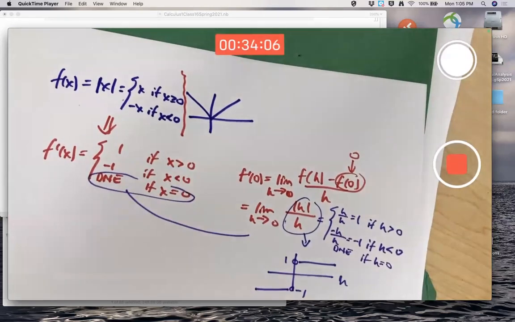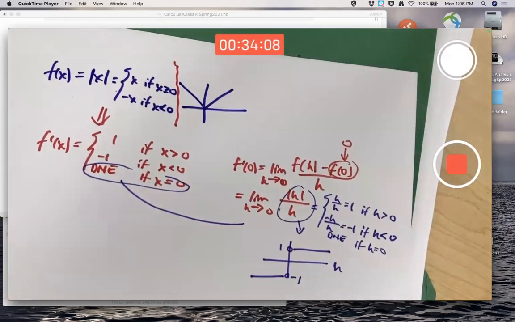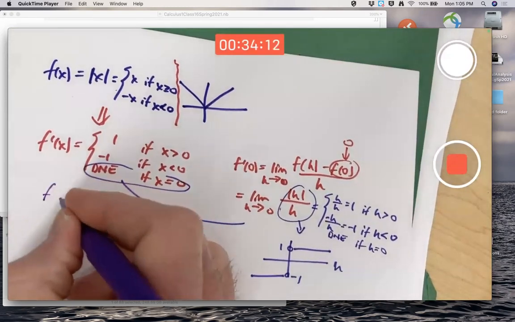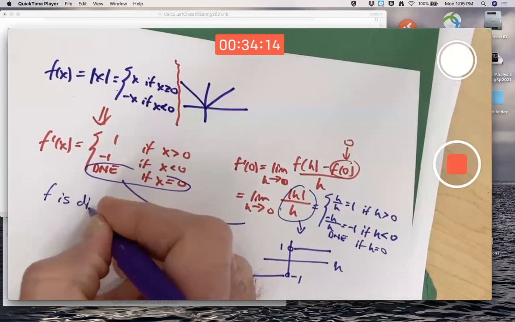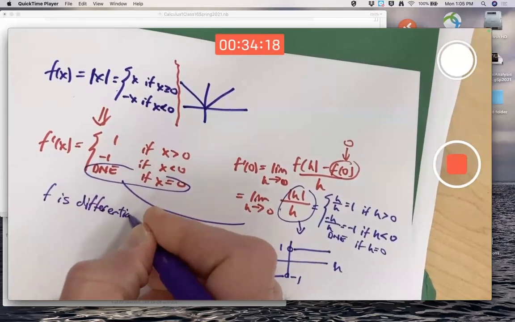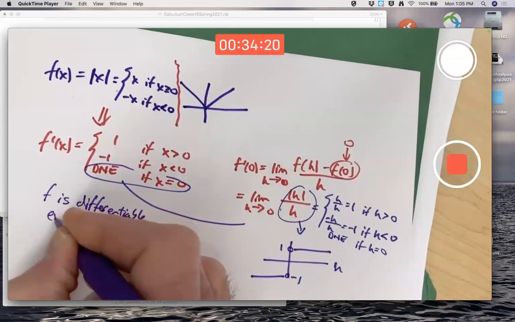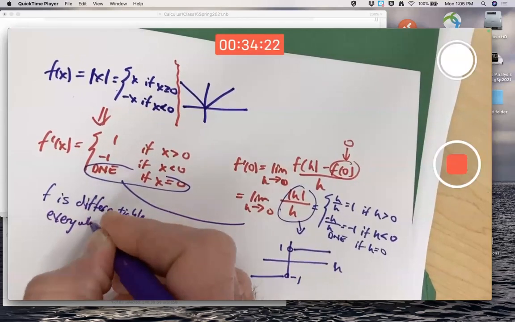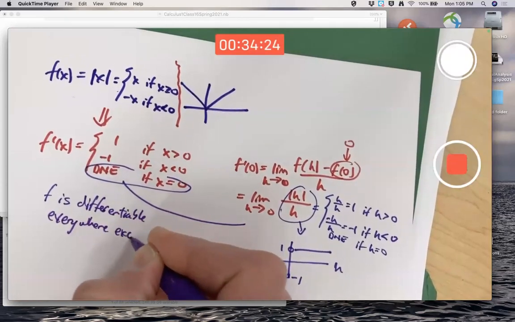There's a corner in the graph. It never looks more like a straight line there. It's not differentiable at 0. F is differentiable everywhere except x equals 0 again. Everywhere for all x except x equals 0.